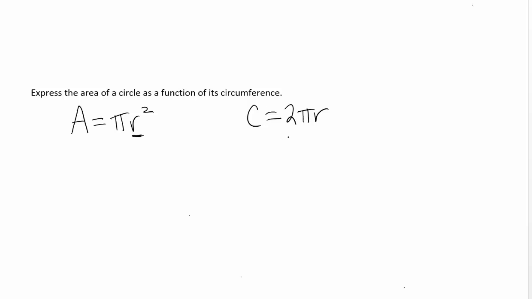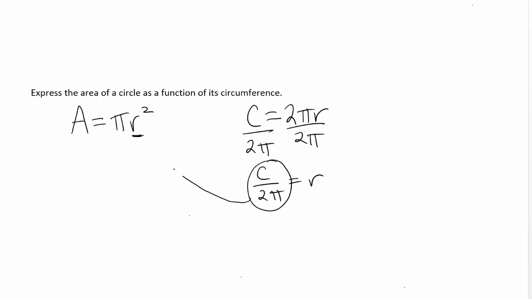So just like in the last problem, if we want to get rid of r, then that's what we want to solve this circumference formula for. So we need to solve this for r, which I can easily do by just dividing both sides by 2 pi. So circumference over 2 pi is what r equals.